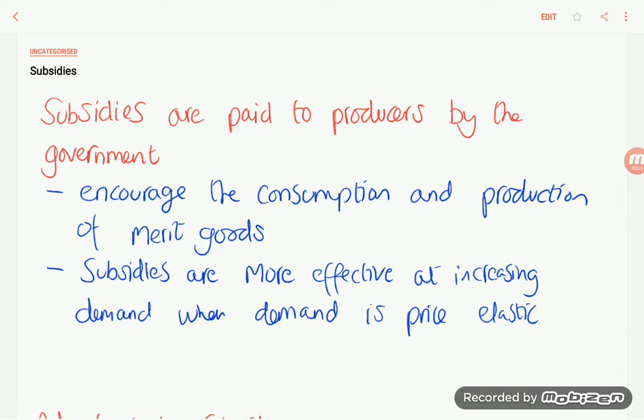Subsidies can be used to encourage the purchase and use of goods and services which reduce negative externalities, for example, public transport to reduce pollution, or as a support for firms to help them gain more international competitiveness. Both consumers and producers can gain from a subsidy.